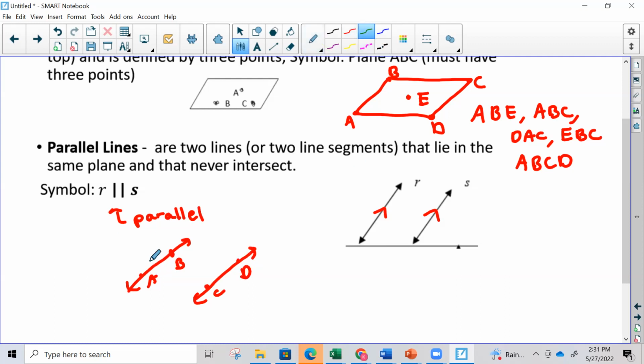And so here, because I have another set of parallel lines, I could just do 2 arrows. They have to match up the number of arrows. And then here I would say AB, that line is parallel to CD.